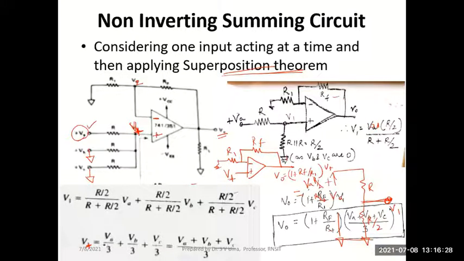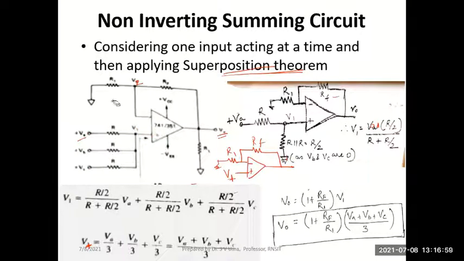Substitute for this value V plus as VA plus VB plus VC by 3. Therefore, you will see the expression for the output voltage. The expression for this output voltage will finally be 1 plus RF by R1 into VA plus VB plus VC by 3. This will be the derivation for the given circuit where we have a non-inverting summing circuit. A non-inverting summing amplifier, this is how we are going to derive.